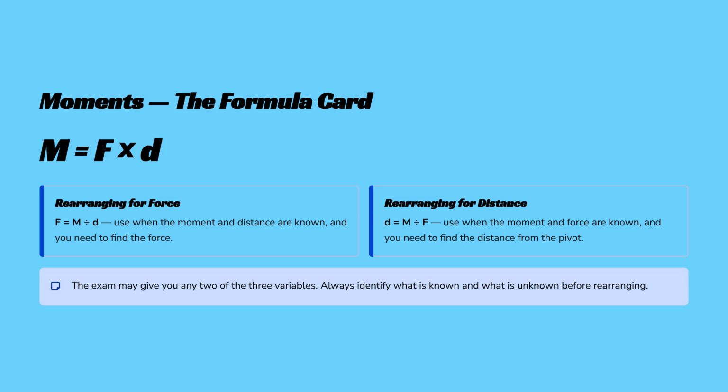Master the core formula. Moment equals force times distance. If you need to find the force, divide the moment by the distance. If you need the distance, divide the moment by the force.